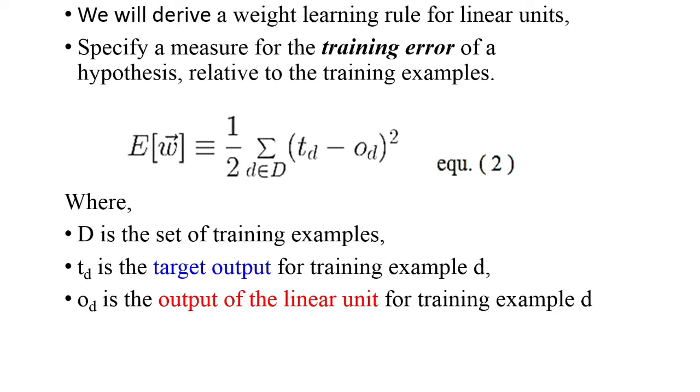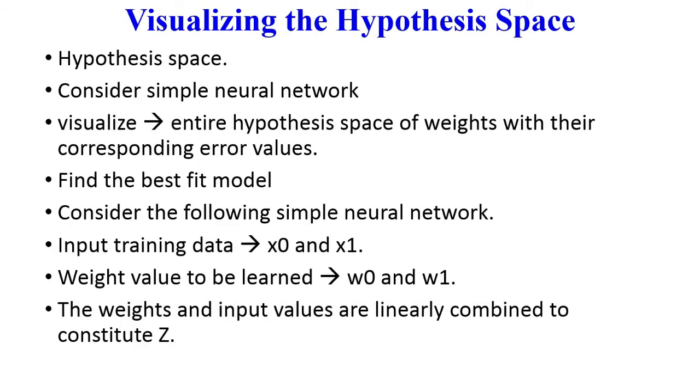We also learned that the delta rule uses gradient descent as the optimization tool to search the hypothesis space of possible weights for our artificial neural network.